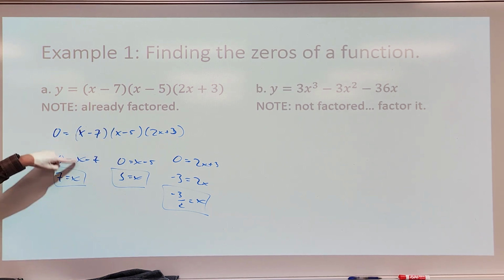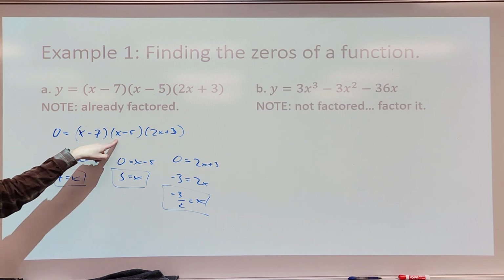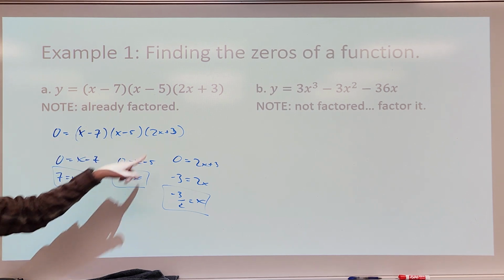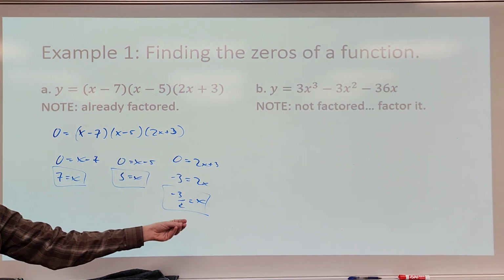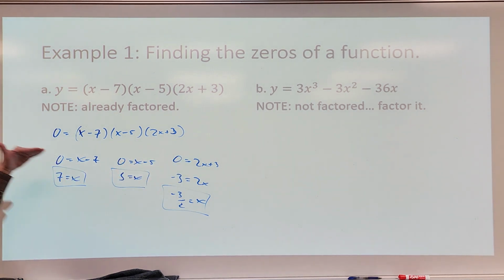Now, for some of these, you are probably going to be tempted to skip this step, that 0 equals x minus 7, that 0 equals x minus 5. Can I just write 5? But here, you're going to need to show that work, all right? I strongly advise that you write this step so you can get these answers.